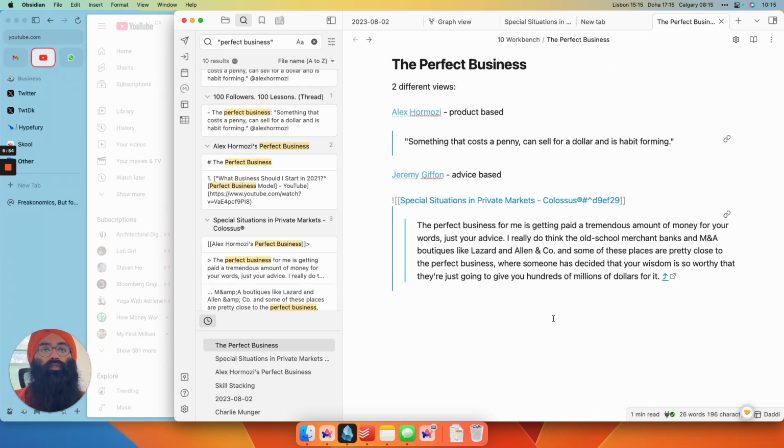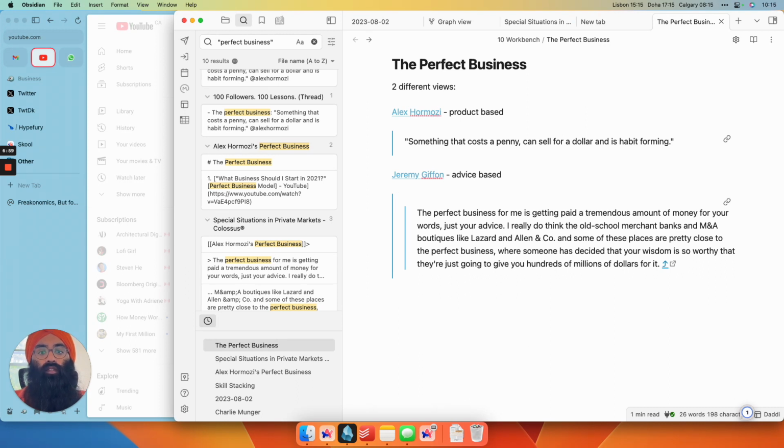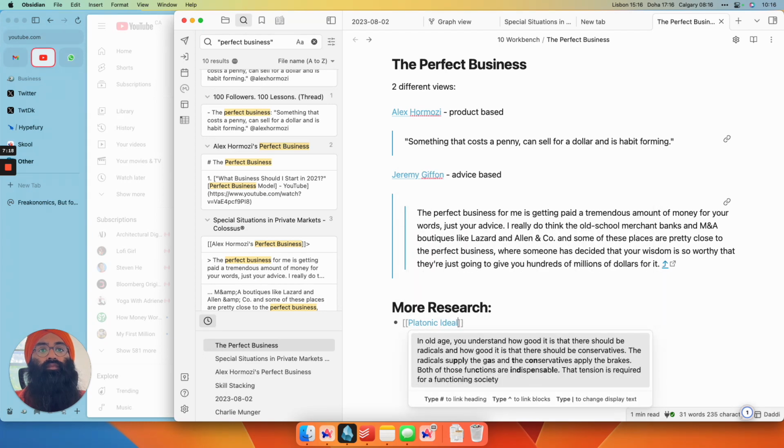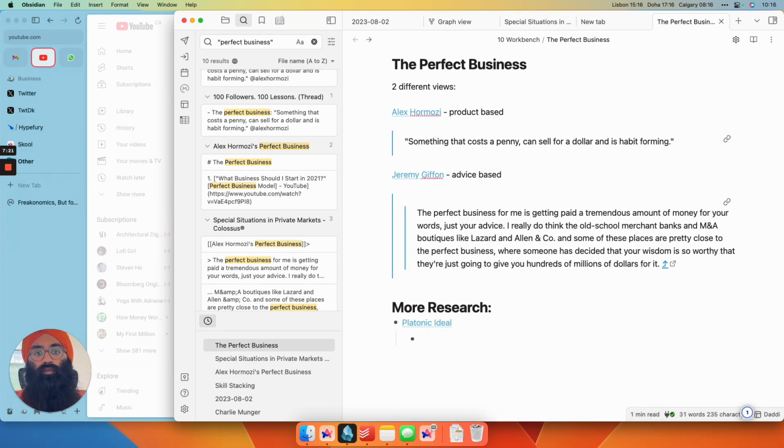So what do we glean from this, right? What ideas triggered my head? So we can go down here and say, more research. Where would I want to explore this idea further? When I think about generalizations of two concepts, Plato comes to mind and the Platonic ideal. What is the Platonic ideal of a business, or what is a Platonic ideal to begin with? That's where my mind goes here.